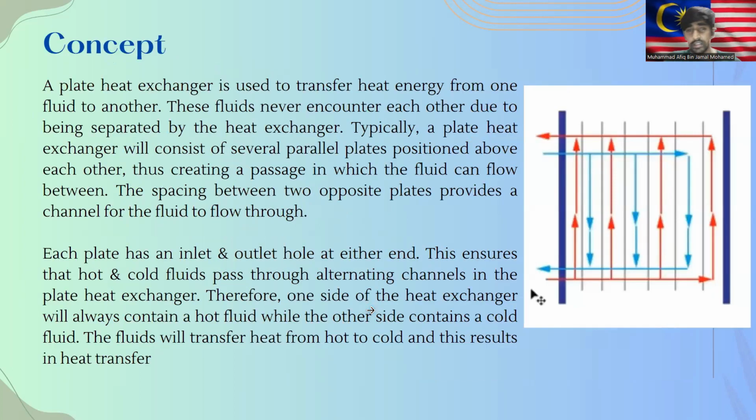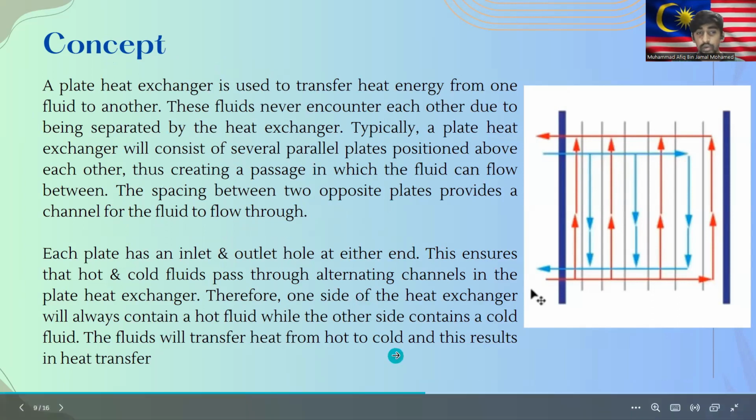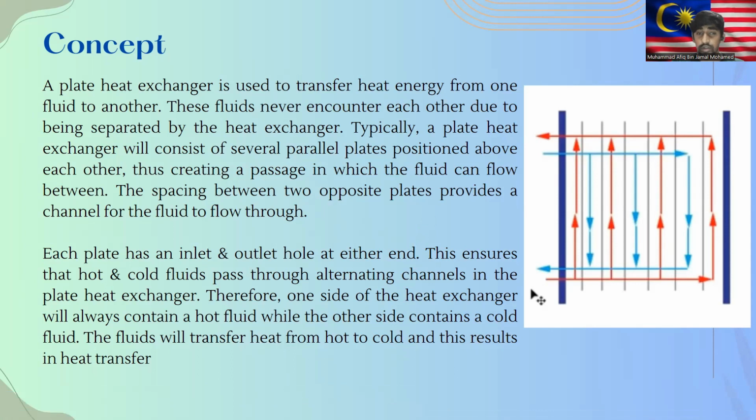So the concept of the heat exchanger: a plate heat exchanger typically consists of several parallel plates positioned above each other, thus creating a passage in which the fluid can flow between. The spacing between two opposite plates provides a channel for the fluid to flow through, as you can see in the diagram on the right side. Each plate has an inlet and outlet hole at either end, and this ensures the hot and cold fluids pass through alternating channels in the plate heat exchanger. Therefore, one side of the heat exchanger will always contain a hot fluid while the other side contains a cold fluid, and heat is transferred from hot to cold. It is as simple as that. I'll pass to the next presenter to continue.